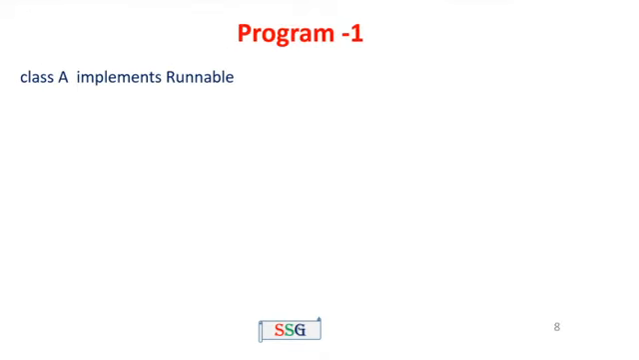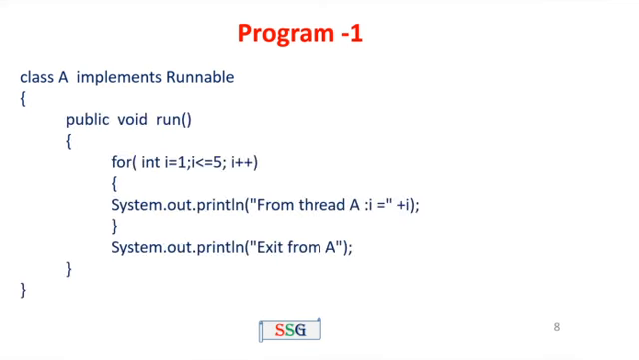Okay. The next one, the program for the first topic. The first one, class A implements Runnable. Here the class name is A, and the interface name is Runnable. Inside the class we should define the run method, public void run. In the run method we define one for loop, for i equal to 1 to 5. Inside the for loop you print the values i equal to 1 to 5. Outside the for loop, System.out.println exit from A. Okay, this is the first implementing class.